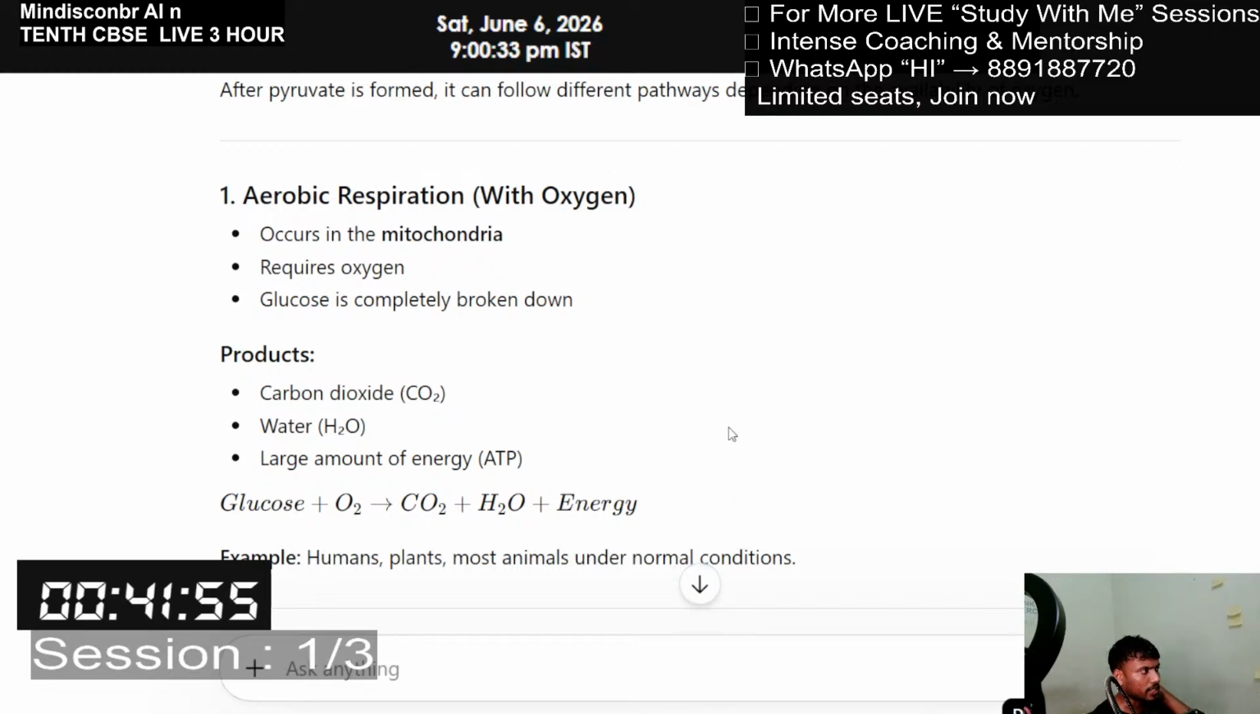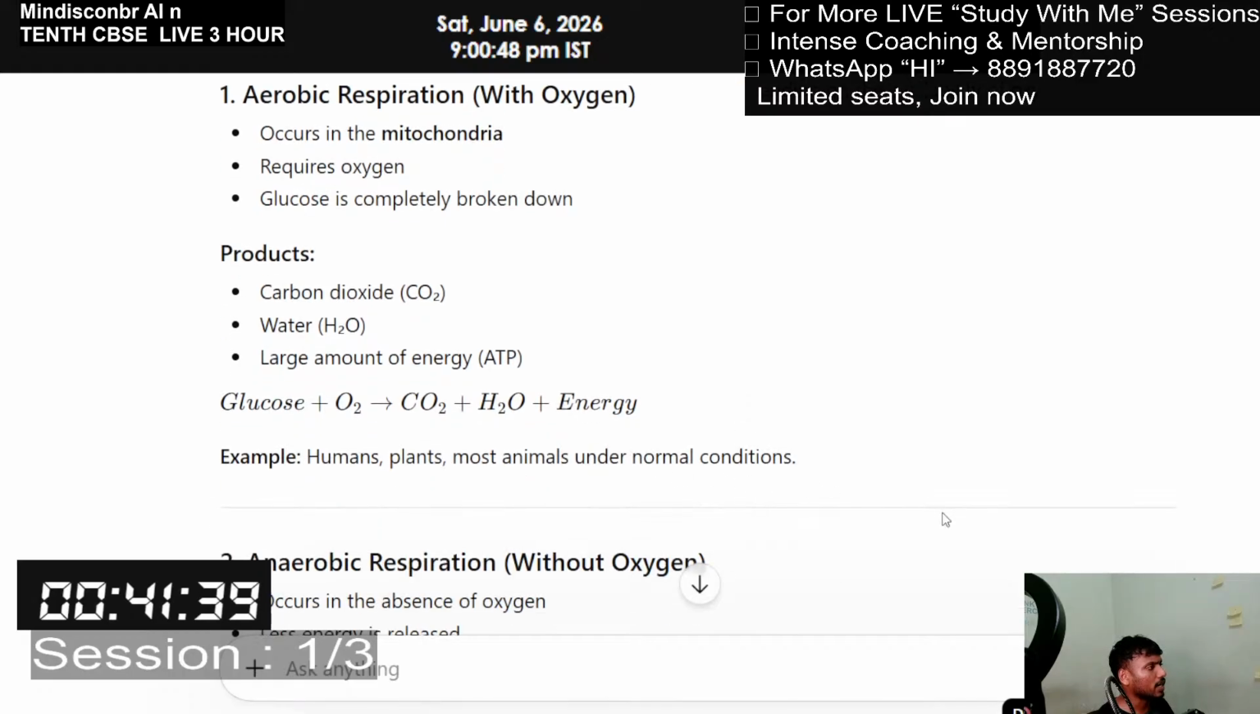What is aerobic respiration? Aerobic respiration means in the presence of oxygen. So respiration that takes place in the presence of oxygen is called aerobic respiration. It occurs in the mitochondria, requires oxygen, and glucose is completely broken down. The products formed are carbon dioxide, water, and a large amount of energy. Glucose plus oxygen gives CO2 plus H2O plus energy. Examples: humans, plants, most animals under normal conditions. This occurs mostly in the mitochondria.